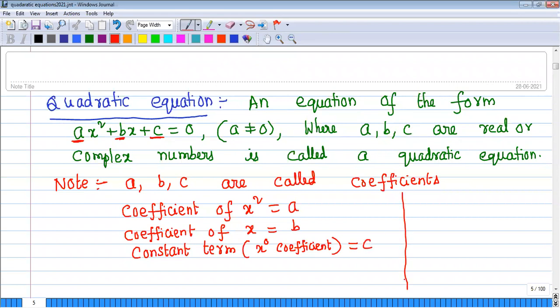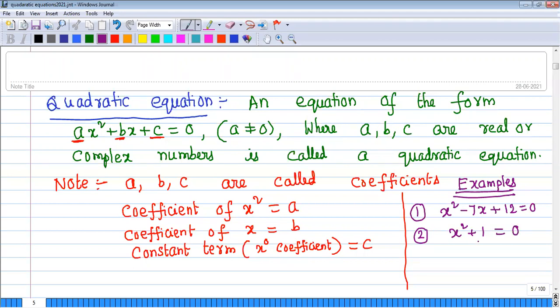So now here I will write a few examples for quadratic equations. First example, let us write like this: x² - 7x + 12 = 0. x² + 1 = 0. Here the coefficient of x is absent in the second equation. 3x² - 5x + 2 = 0. So these are some examples for the quadratic equation. Right.